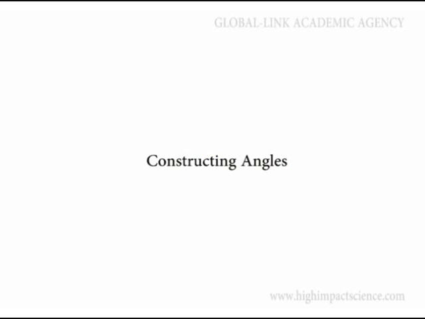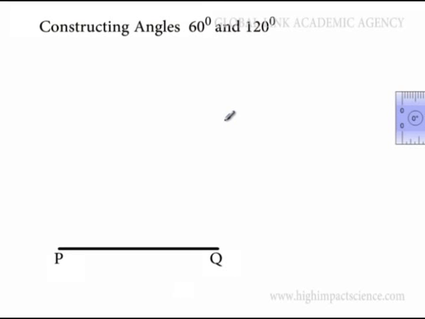Constructing angles. The angles 60 and 90 degrees can be constructed using a compass and a ruler only. We already know how to construct an angle of 90 degrees. Now we look at how to construct an angle of 60 degrees and 120 degrees. So here is the line segment PQ, and I want to construct an angle of 60 at Q.